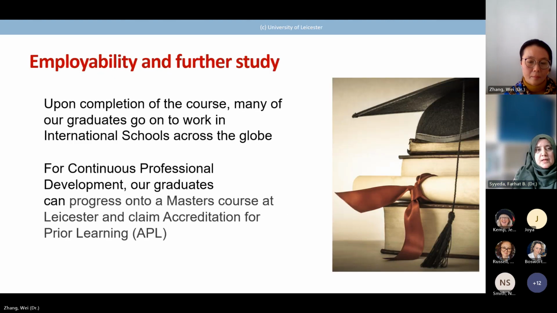Next slide, please. In terms of employability, upon completion of the course, many of our graduates go on to work in international schools. And it is very popular. This course is popular among students who wish to work in international schools in different parts of the world. Some of our students can also move on to study on a master's course in Leicester or anywhere else. If they're studying for a master's course at Leicester, they're also given APL, which is accreditation of prior learning. So the first 2 modules which they have done, they can claim credits for them and move on to study for a master's without doing these two modules.